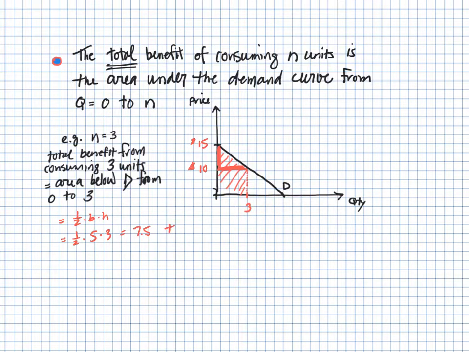Now we have to add that to the area of the rectangle. The area of the rectangle is calculated by taking the height of the rectangle multiplied by the width of the rectangle. In this case, it's 10 units high and 3 wide. So the area of the rectangle is 30. So the total benefit from consuming 3 units in this case is the area of the triangle plus the area of the rectangle, which is equal to $37.5.